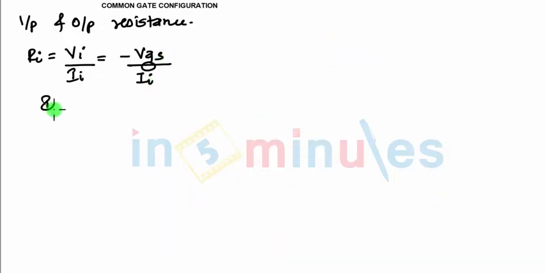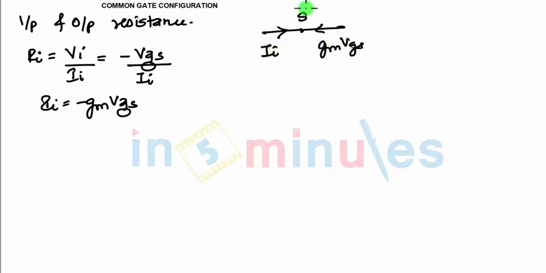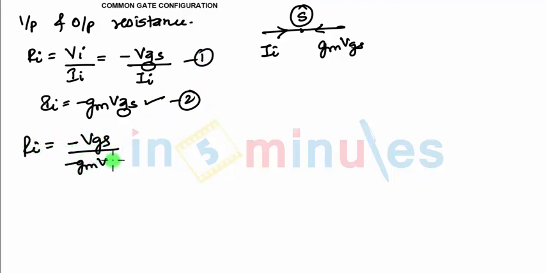We can say Ii is nothing but minus gm into VGS. This I have already told you, because you have current Ii flowing in this direction and gm VGS flowing in this direction. So when you apply KCL at point S, you will get this relation. So when I substitute this in 1, what I will get is Ri as minus VGS upon minus gm into VGS. So I am getting it as 1 by gm. So whatever value you have for gm, the inverse of that will be your input resistance. This is how the input resistance is found out.